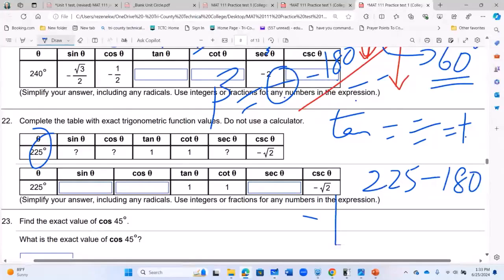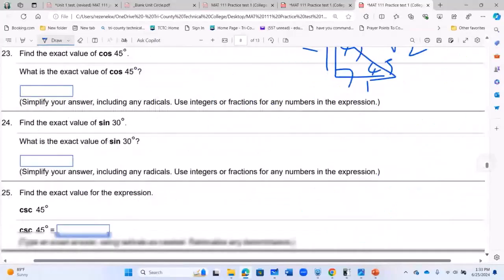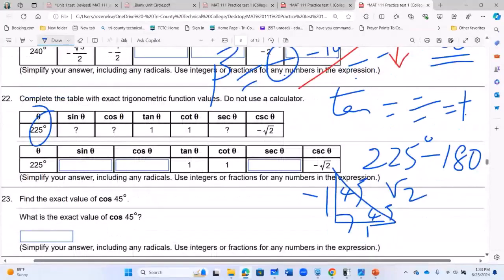You draw yourself a 45, 45, 90 triangle. And remember we said it's 1, 1, root 2, and so on. So the rest is history for you. So if it is say 225 degrees, then 225 minus 180 is the reference angle, which is 45. So you are now dealing with 45 degrees right here.